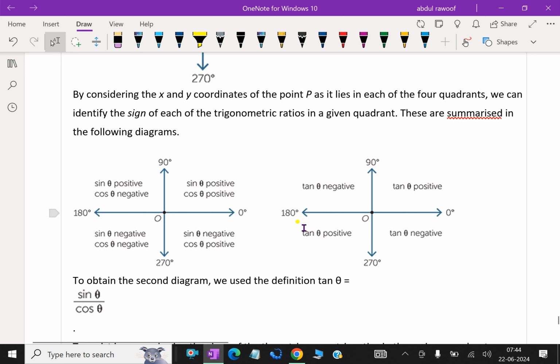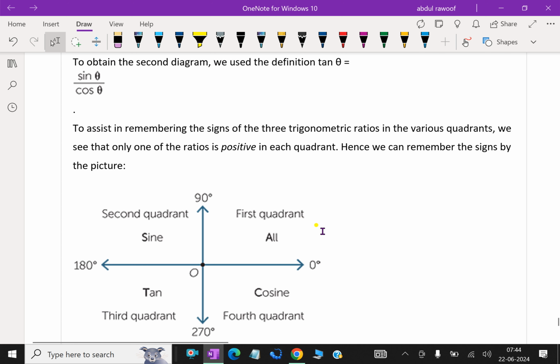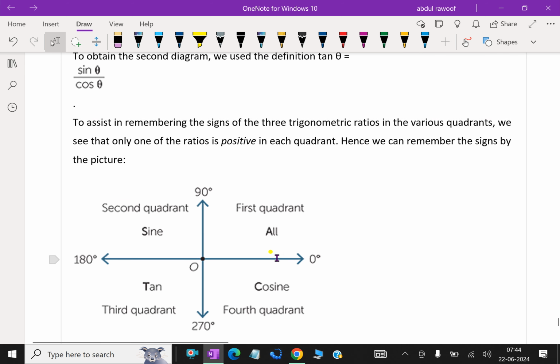All of these things you can remember by using "All Silver Teacups." This is a very useful slogan. In the first quadrant all functions are positive, sine function is positive in the second quadrant, tan and its reciprocal function are positive in the third, and in the fourth quadrant cosine and its reciprocal are positive; the rest are negative. Now by using this we can get it.